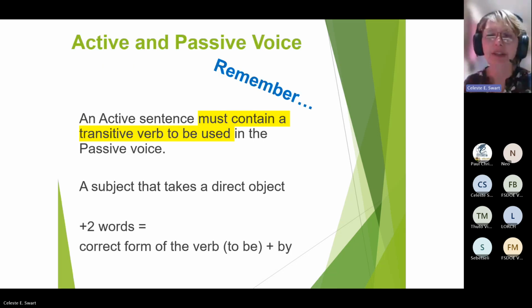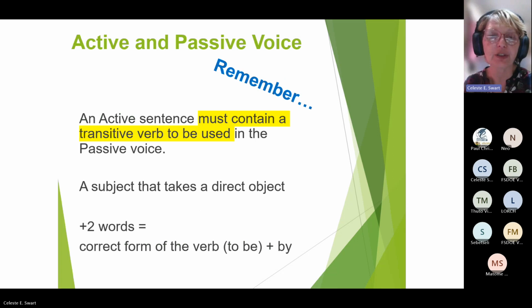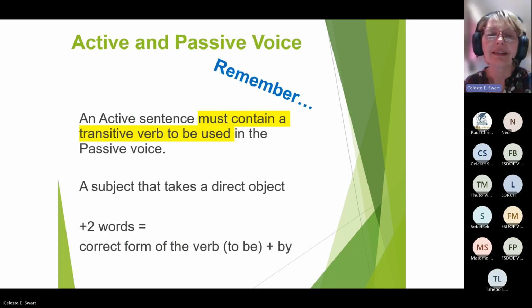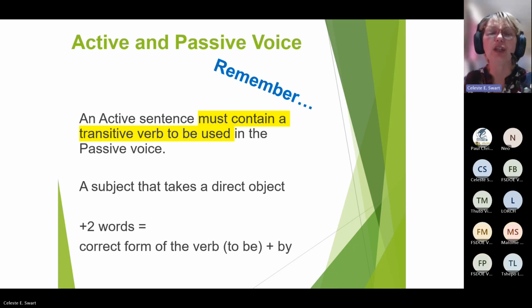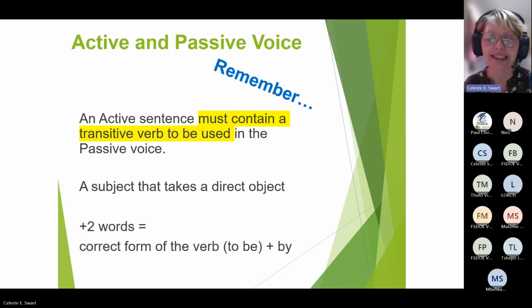Now, you've already looked at the previous lesson in which you saw the rules that you needed to remember. Just a reminder that an active sentence must contain a transitive verb to be used in the passive voice. That means that a subject takes a direct object. And you'll also notice that when you count the number of words, there's a lovely surprise for you, especially when a sentence has few words: you will end up having 2 more words in your passive sentence than what you had in your active sentence. So if you want to check if your sentence is correct, that might just be the way to go, to look at your maths and do a little bit of calculations.